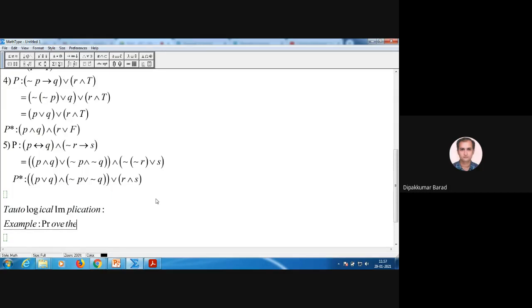The following tautological implications. So I write TI, tautological implication in short form, by using truth table. So I call it TT in short form. So prove the following tautological implications by using truth table.